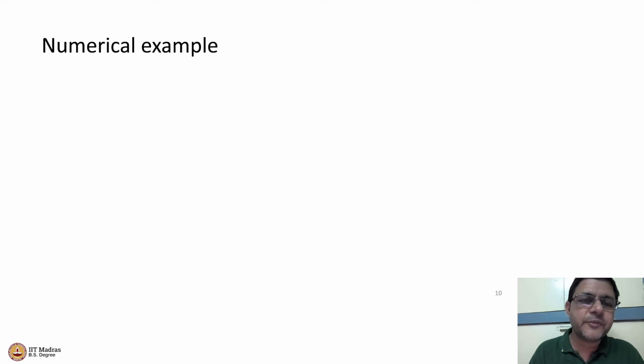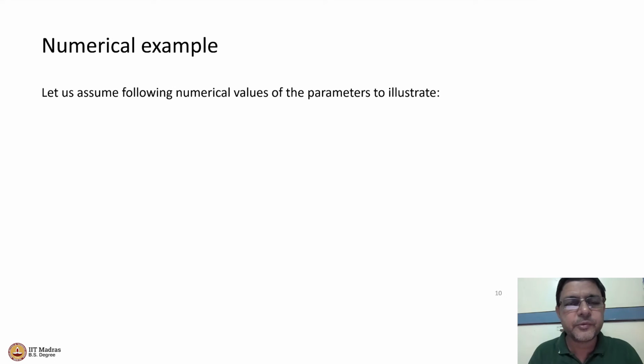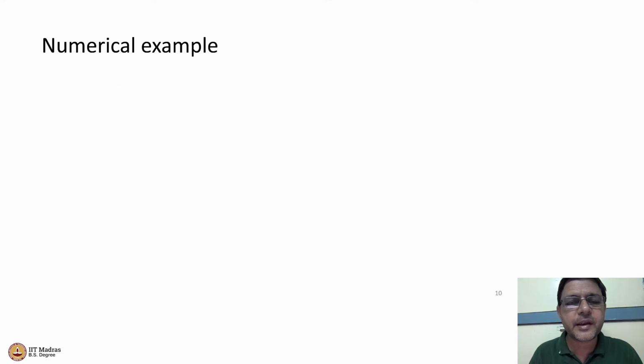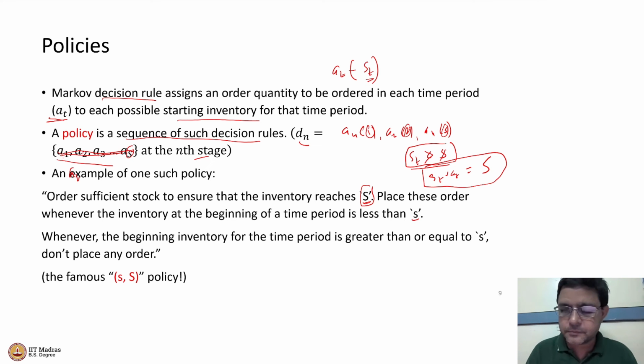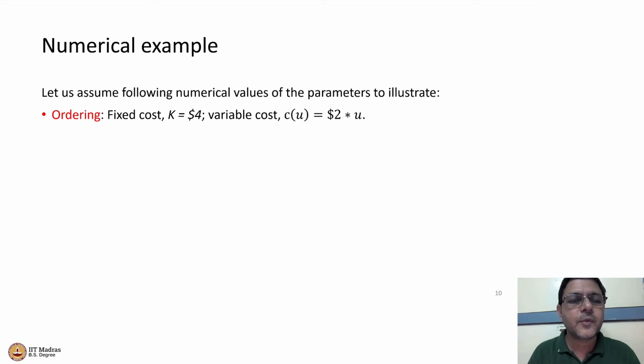So let us take a numerical example for this. Let us put some numbers to this abstract idea so far, so that we can actually solve it. Okay, so what is the ordering cost? Let the capital value, capital K, be $4. Every time you place an order, you incur a cost of $4 irrespective of how much you order. And the variable cost depends on how much you order, $2 per unit. So if you place an order for 4 units, you are going to incur 4 times 2, which is $8, plus this $4, therefore $12.